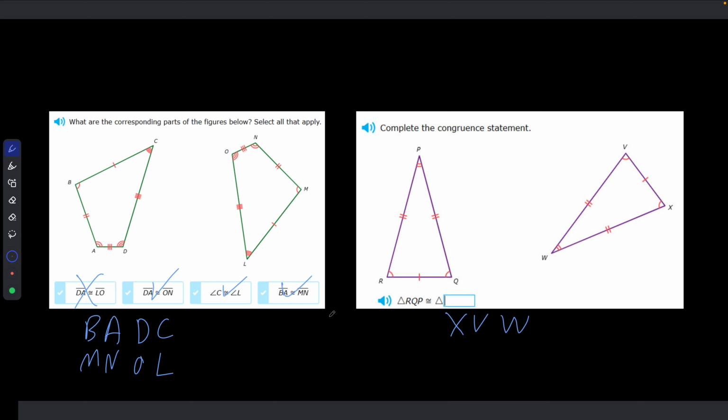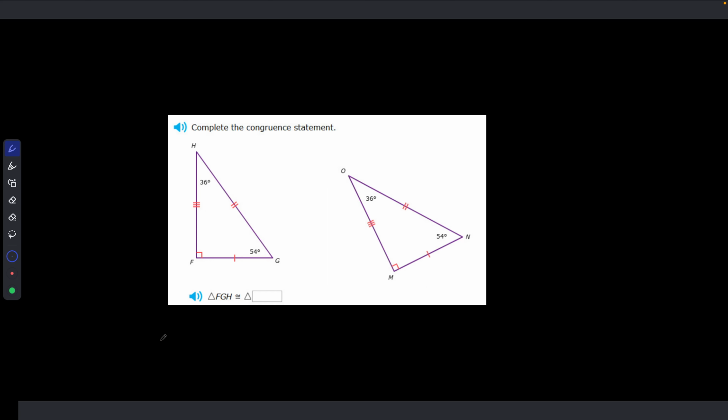Now, this one actually has two right answers because you'll notice for RQP, it goes from 1 to 1 to 2 angle marks. Well, sure, XVW does the same pattern, but also I could have gone VXW, right? 1 to 1 to 2. So here there are two correct answers. Either answer is correct.